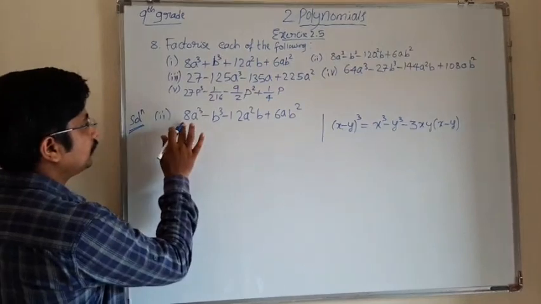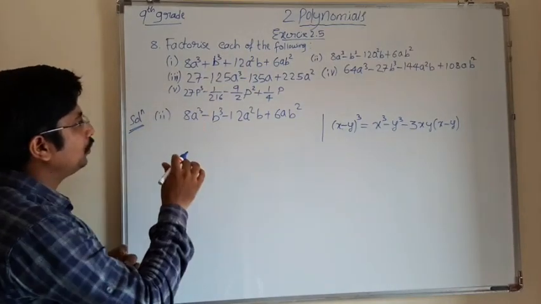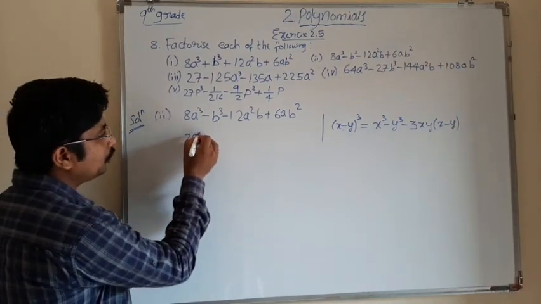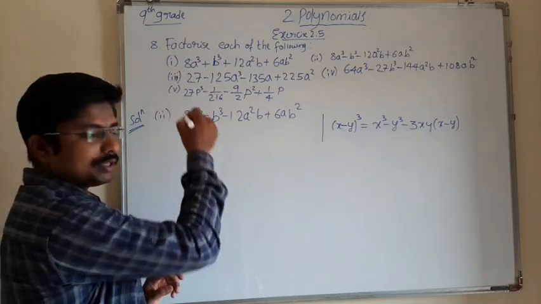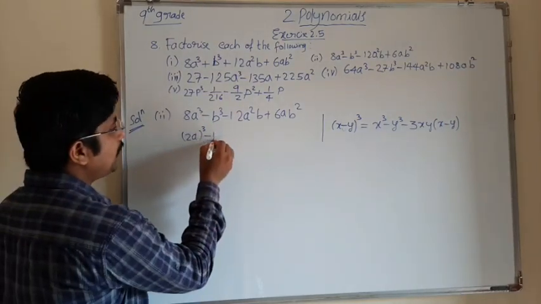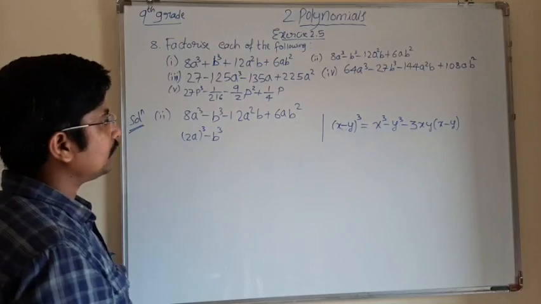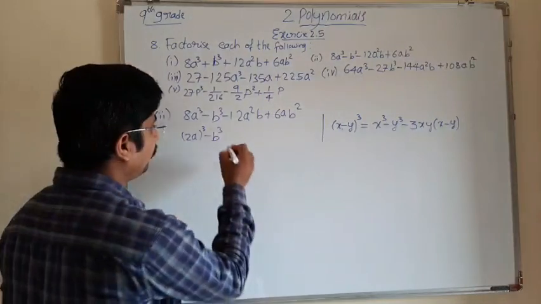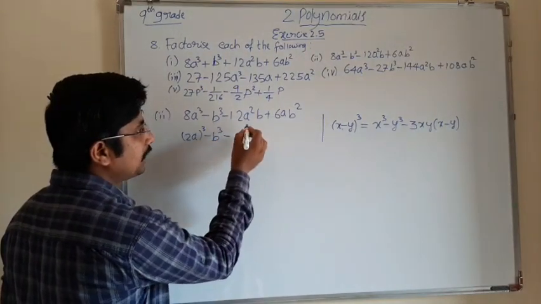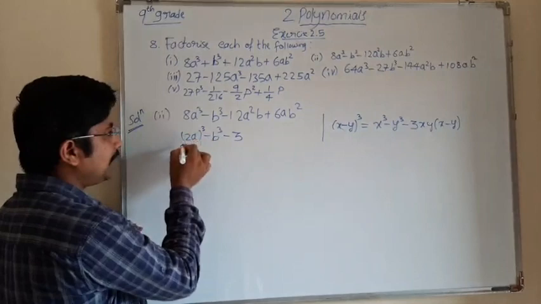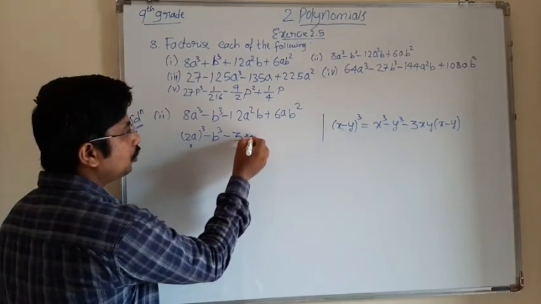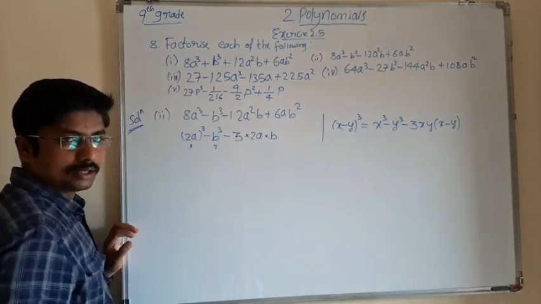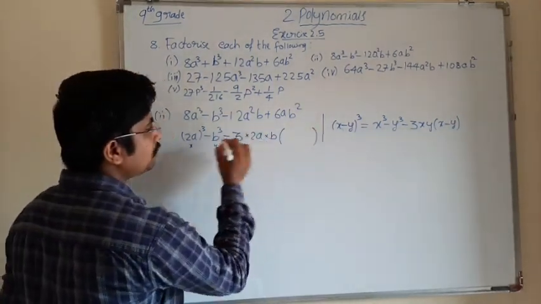Here I am going to make a little change. 8a cube I am writing as 2a whole cube, because 2 cube is 8 and a cube is again a cube, minus b cube. According to the identity, on the RHS part, what are we having? Minus 3xy. For that reason, I am splitting 12a square as minus 3 into x, in place of x, 2a, in place of y, b, into x minus y.